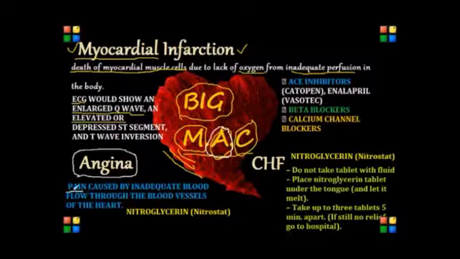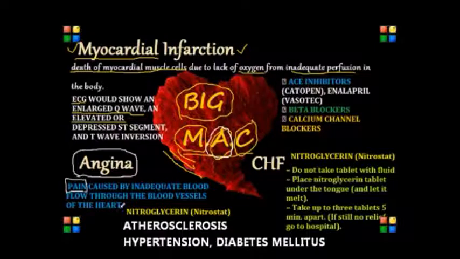So again, pain is the number one symptom for a patient with angina pectoris, and it's basically a substernal pain that can radiate to the neck, the jaw, and the back. Now, compared to MI or myocardial infarction, the pain from angina may be relieved by rest, compared to our patient with a myocardial infarction. Risk factors or causes for angina are usually that the patient has previous atherosclerosis, hypertension, or diabetes mellitus.